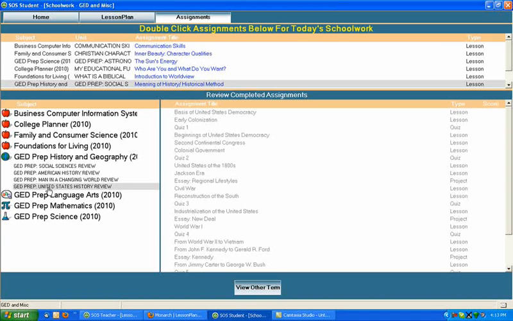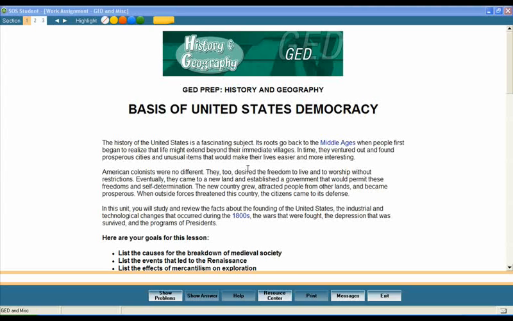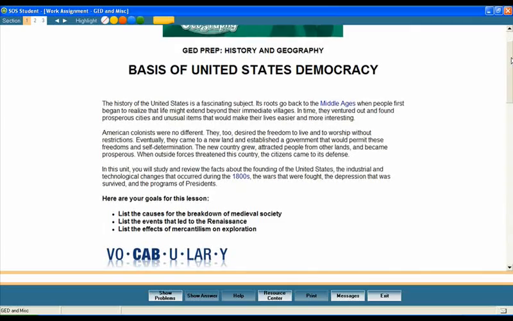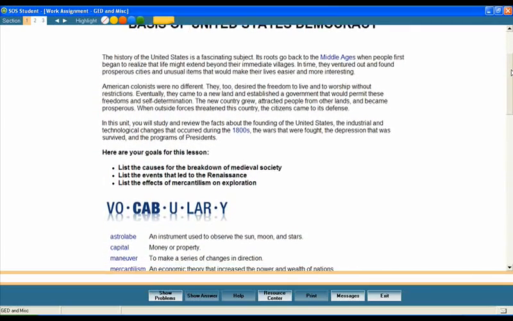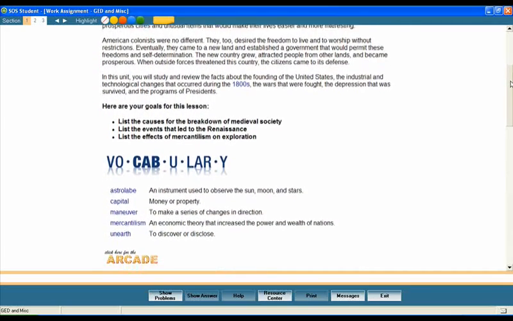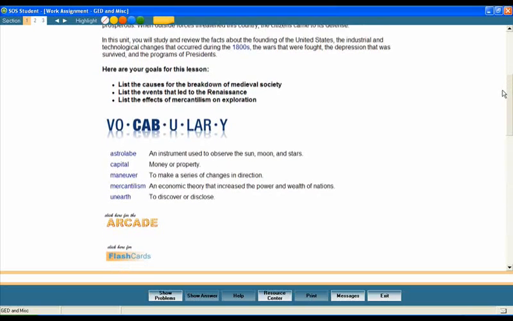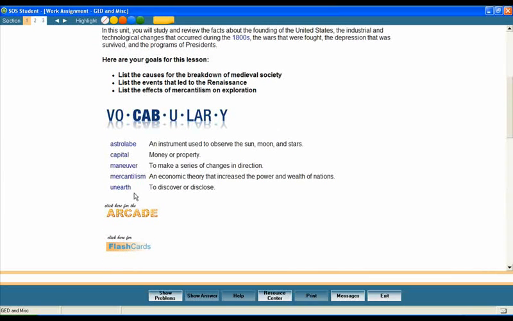Now let's take a look at a lesson from GED History and Geography Prep to see how concepts like these are covered. Let's look at a lesson called Basis of United States Democracy. Most lessons begin with a brief introduction and a list of vocabulary words that will be used throughout the lesson. We've included review and reinforcement activities to encourage mastery of these important words. For example, students can hear the correct pronunciation of each word.